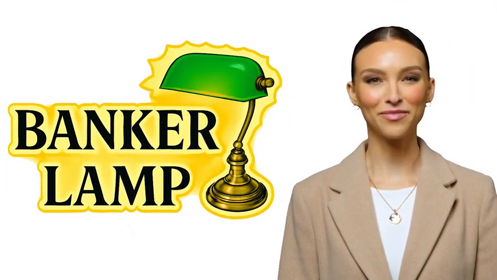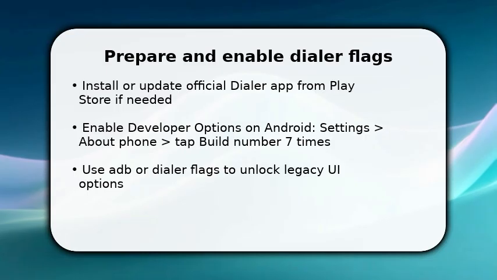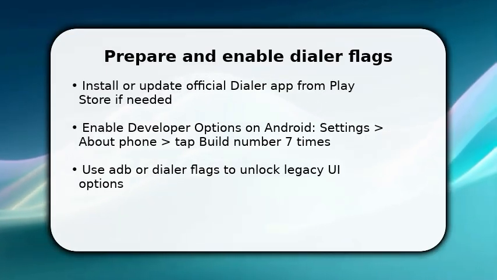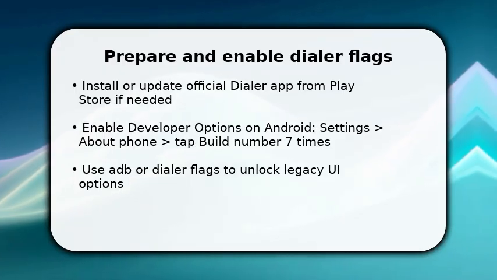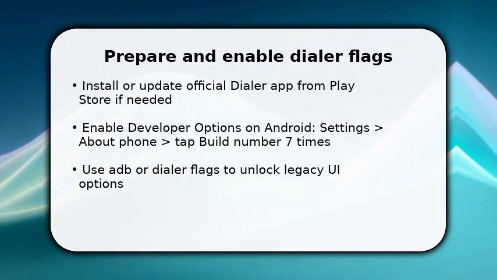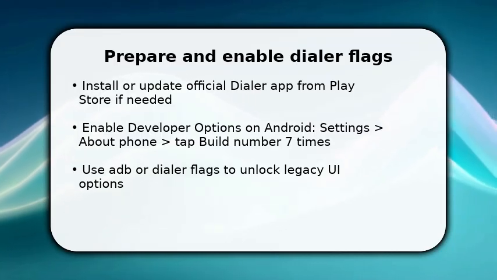Please enjoy the video. You start by enabling the tools needed to change call settings. Turn on developer options so you can use ADB. This avoids routing. Install the Google dialer or your OEM dialer if missing, because the old settings live there.